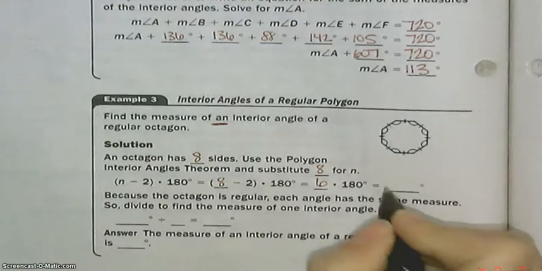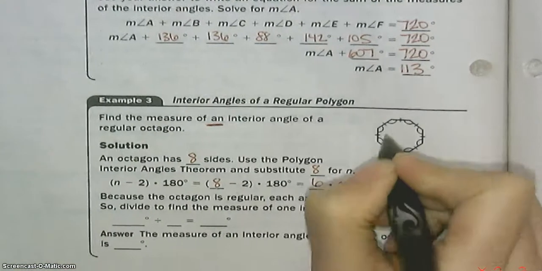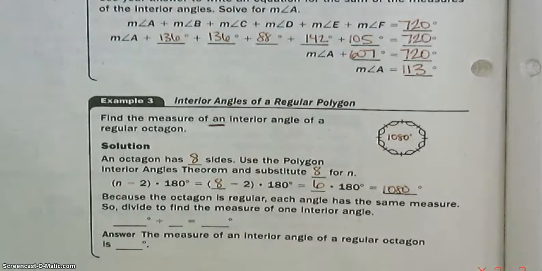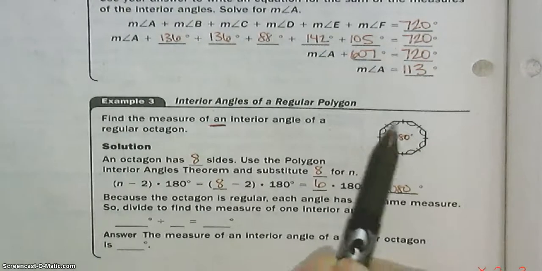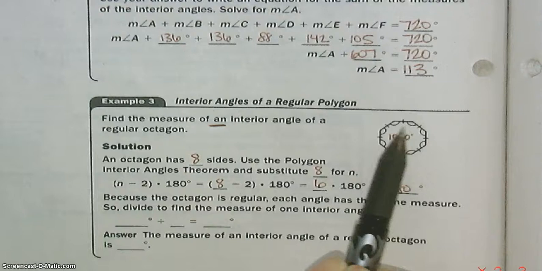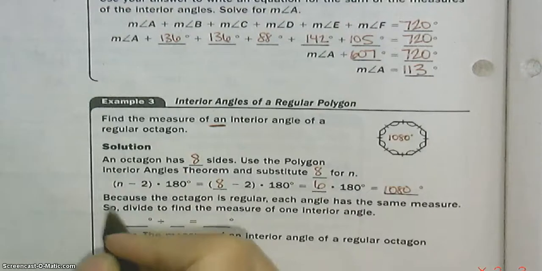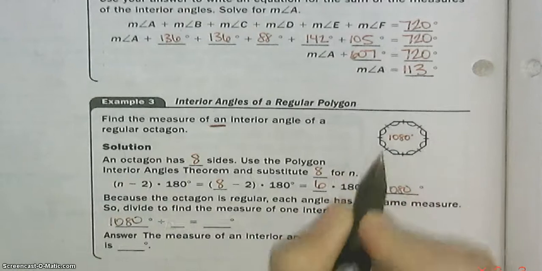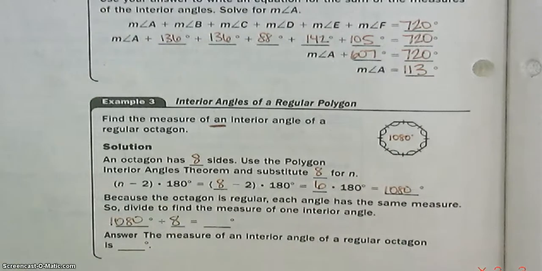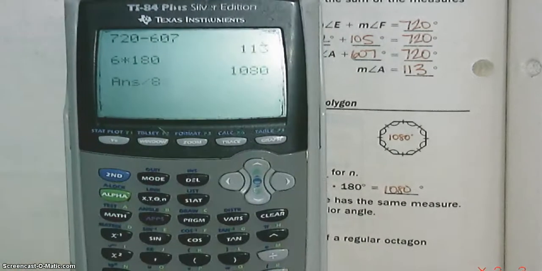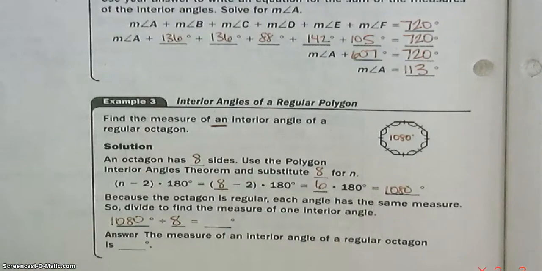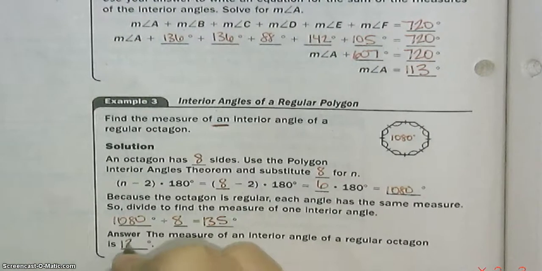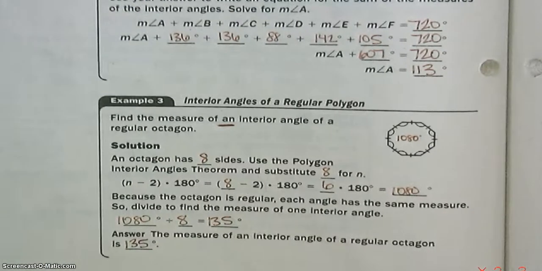1,080 degrees. An octagon has 1,080 degrees. But I just want one angle, and look, they're all equal. So I have to split this up equally. So I'm going to take 1,080 and divide it by how many I want to share. I only want one of those angles, and there are 8 of them. So each of them is 135 degrees.